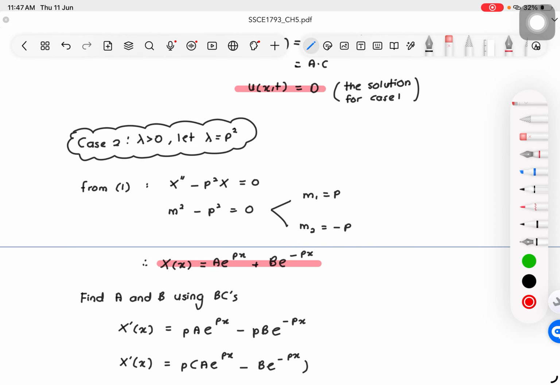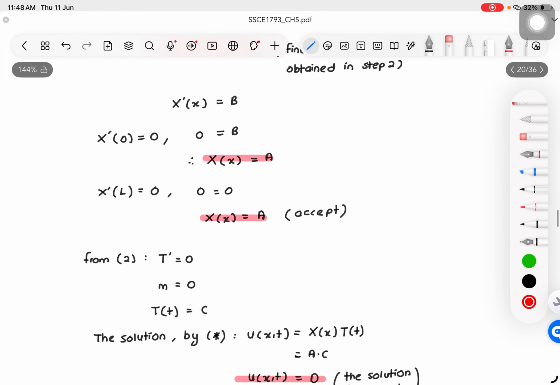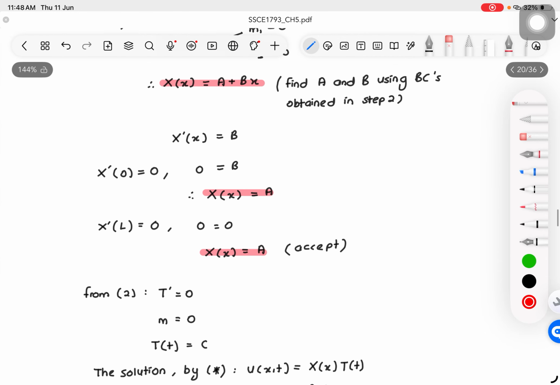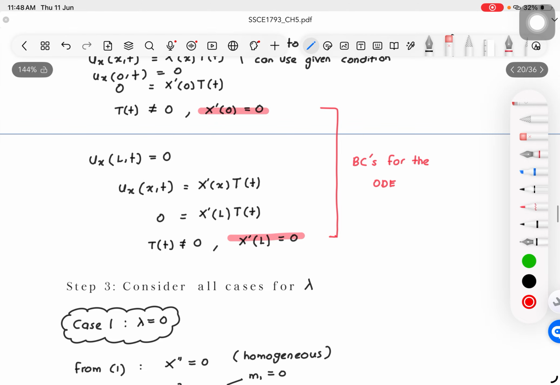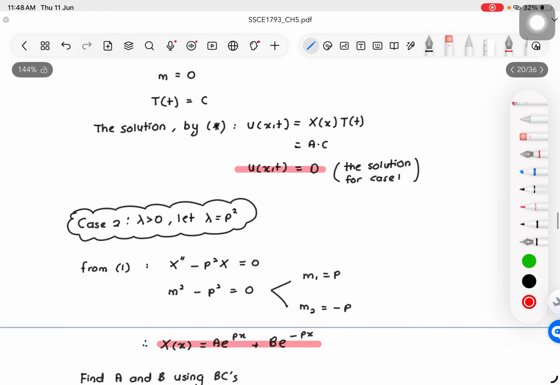Same step: we need to find the value of A and B here. To find the value of A and B, you need to use the boundary conditions that you formed just now, which are x prime 0 is equal to 0 and x prime L is equal to 0. So we use them here.